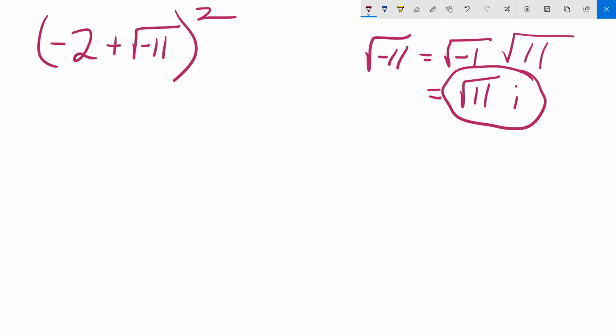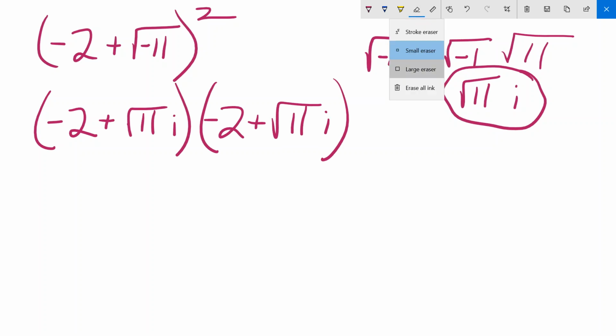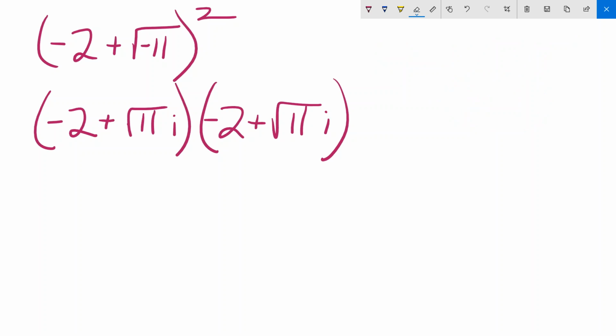So what we now have is -2 plus root 11i, squared, meaning multiply it by itself. And now FOIL those two. 4 minus 2 root 11i.